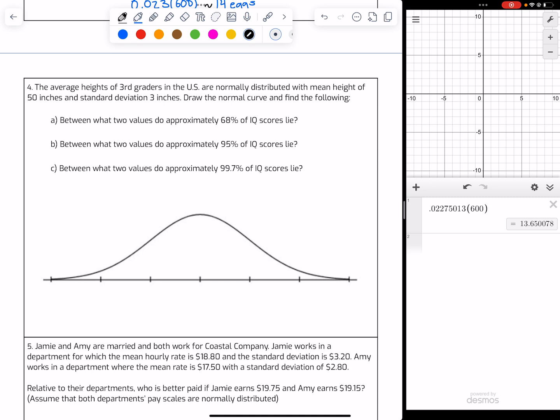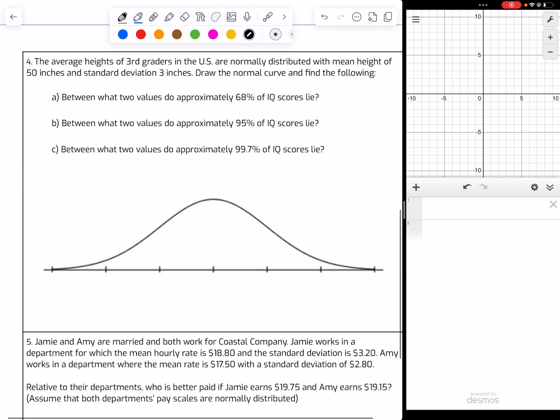So number 4 says the average heights of third graders in the U.S. are normally distributed with a height of 50 inches and standard deviation of 3 inches. Draw the normal curve and find the following. So I have added a curve for you so that you don't have to worry about drawing it.